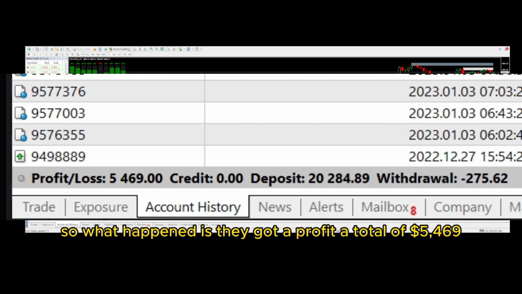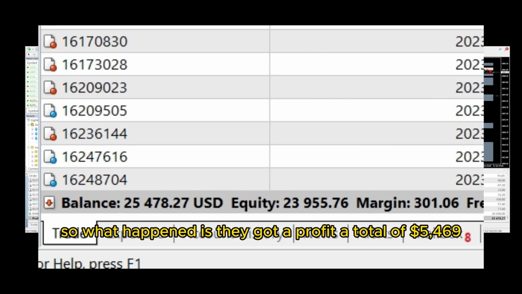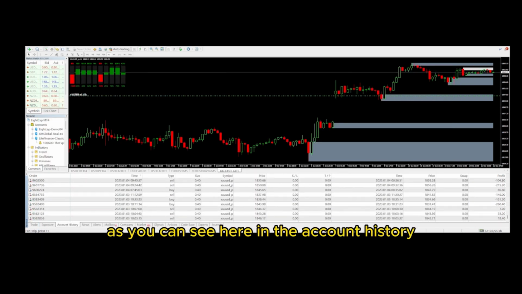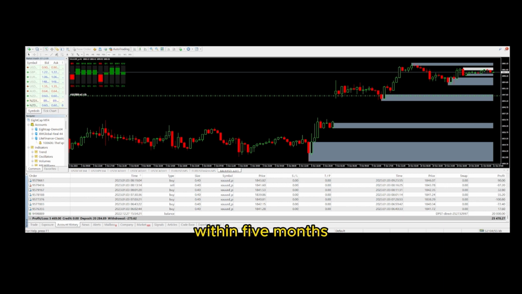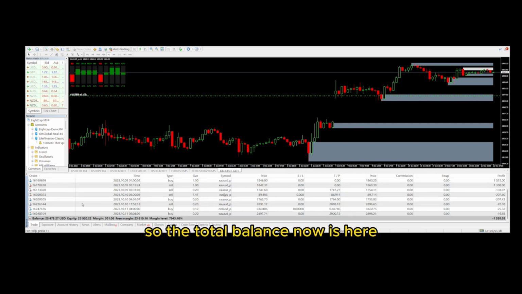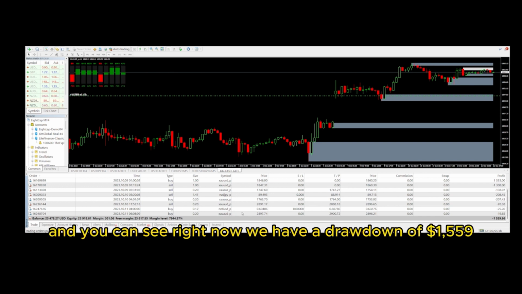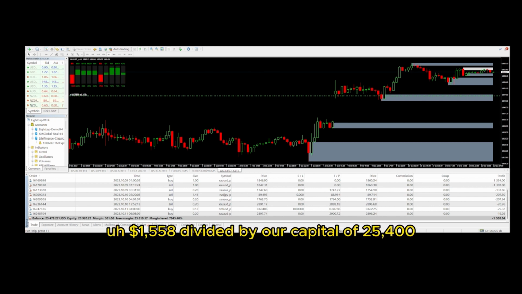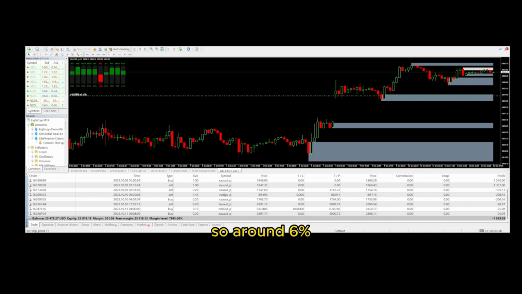So what happened is they got a total profit of $5,469, as you can see here in the account history, within 5 months. The total is $25,488, so the total balance now is here. And you can see right now we have a drawdown of $1,559. If you compute it, $1,558 divided by our capital of $25,400 is around 6%.